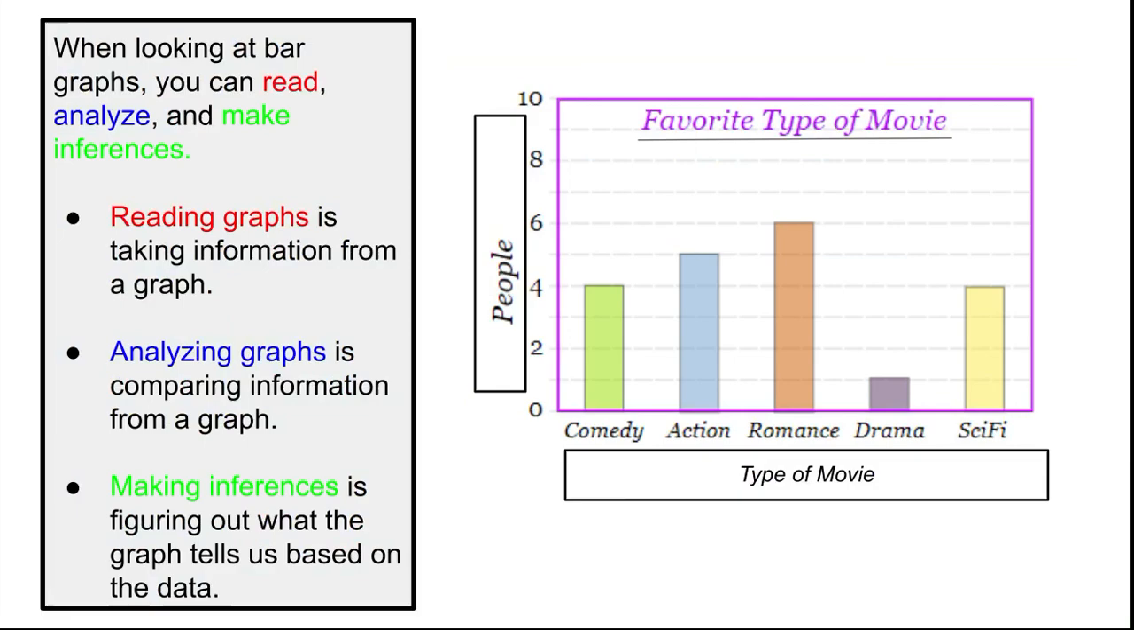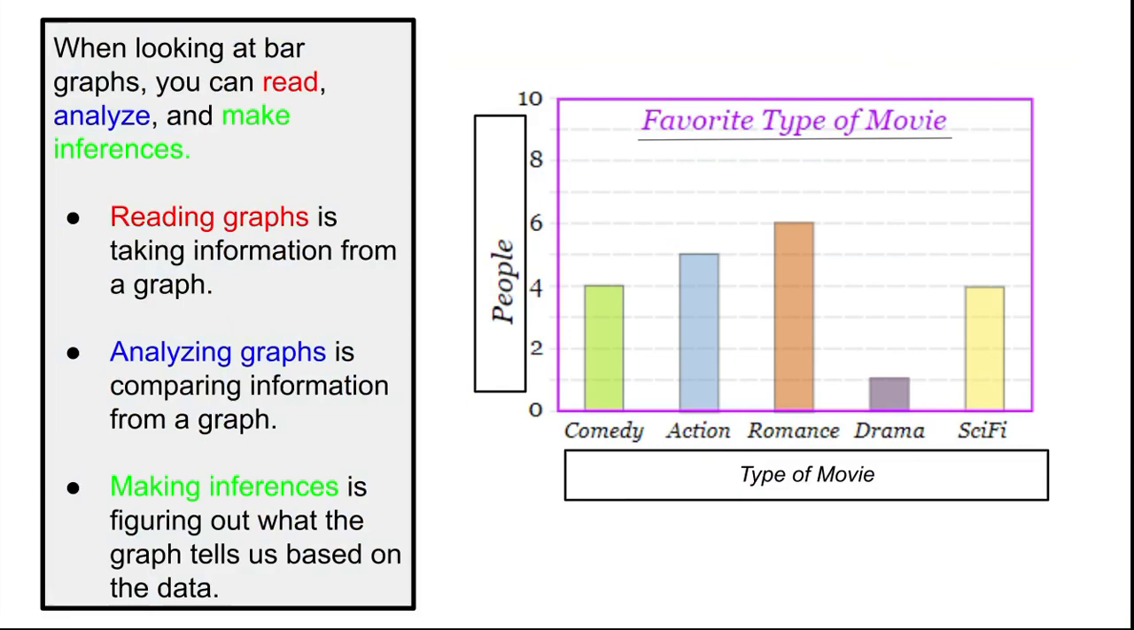When looking at bar graphs, you can read, analyze, and make inferences. Reading graphs is taking information from a graph. For example, in this graph, I can see 4 people like comedy as their favorite type of movie. 5 people like action as their favorite type of movie. 5 falls between 4 and 6 on this graph. 6 people like romance as their favorite type of movie.